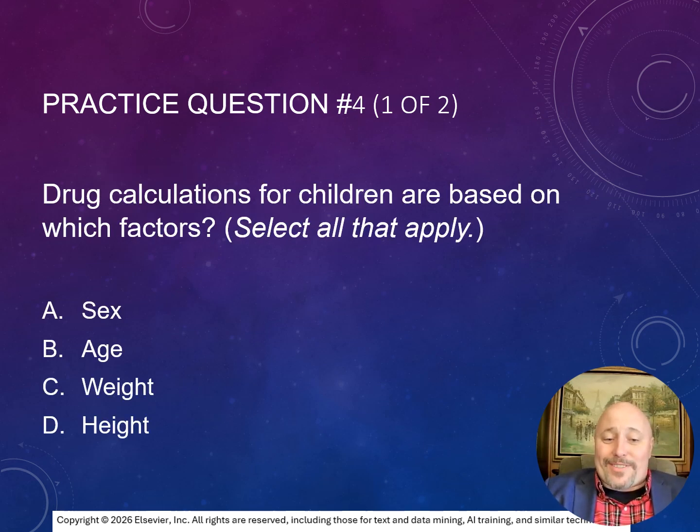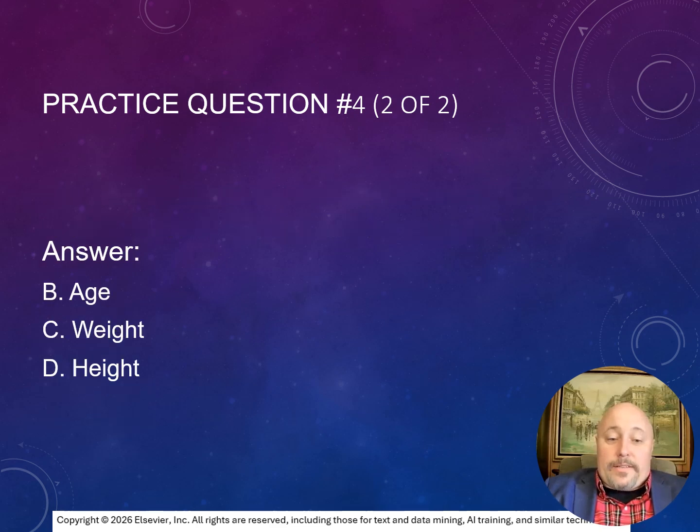And finally, for our last question, drug calculations for children are based on which factors? A, sex; B, age; C, weight; or D, height? And that answer listed for select all that apply is age, weight, and height. But keep in mind, weight is going to play a key role, especially when we start talking about all of our pediatric dosage calculations, as many of them are going to be weight based.